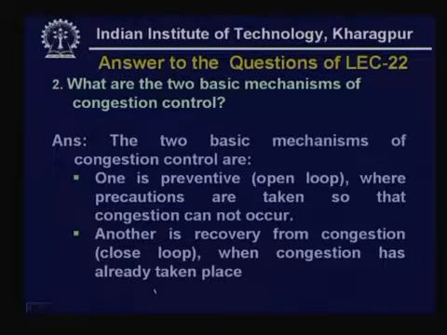Second question was, what are the two basic mechanisms of congestion control? As we know, there are two basic mechanisms of congestion control. One is preventive, based on open loop techniques such as leaky bucket algorithm or token bucket algorithm, where precautions are taken so that congestion cannot occur in the first place. On the other hand, another approach is based on recovery from the congestion by using closed loop congestion control techniques when congestion has already taken place. We have discussed various techniques such as choke packet and so on.